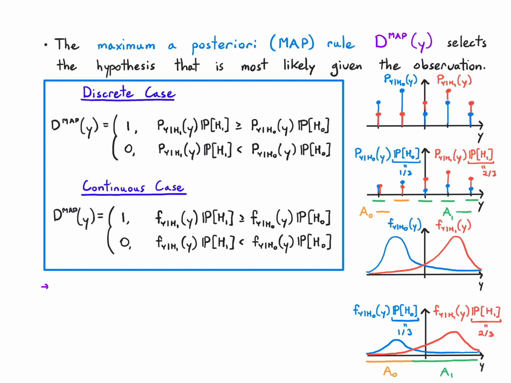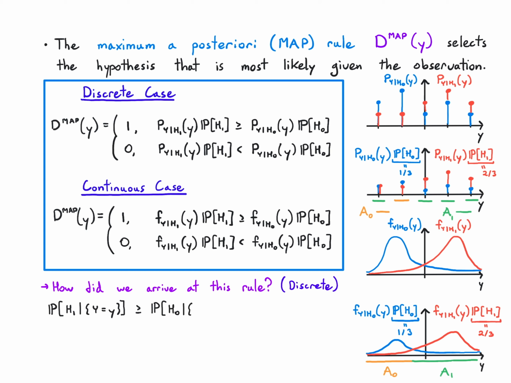Okay, so how does this rule line up with our intuition? How did we actually arrive at this rule? I'm just going to do it for the discrete case. What the intuition said is choose the hypothesis that is the most likely given the observation, which is actually this kind of probability statement. So choose H1 if it is more likely given that y is equal to little y, the thing that you observed. Okay, well, let's use Bayes' rule and write this out.